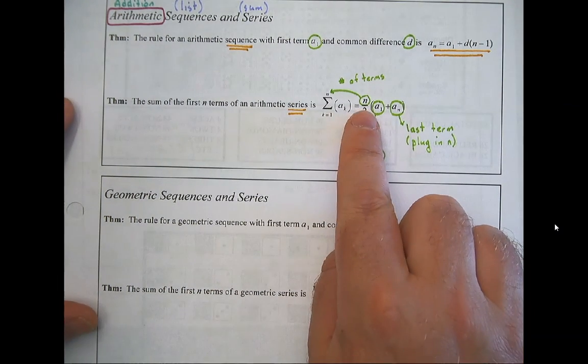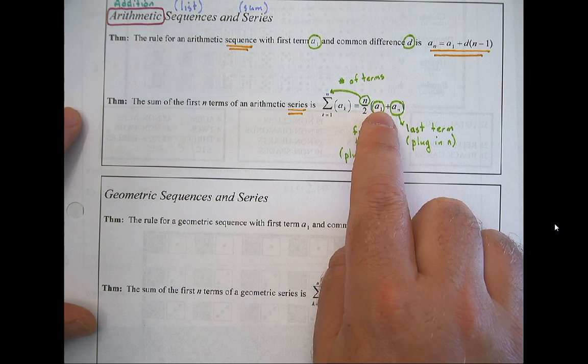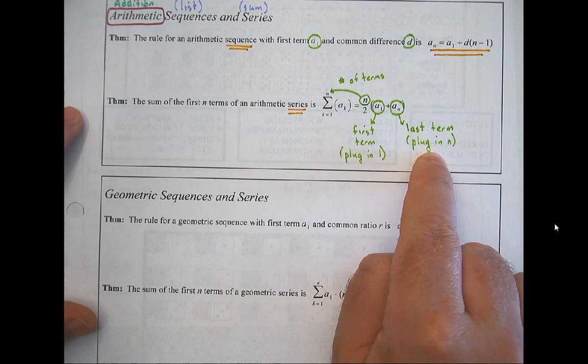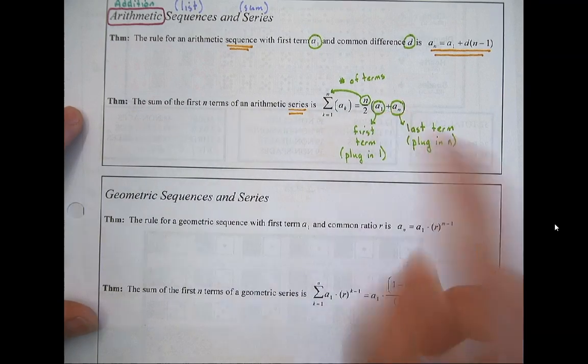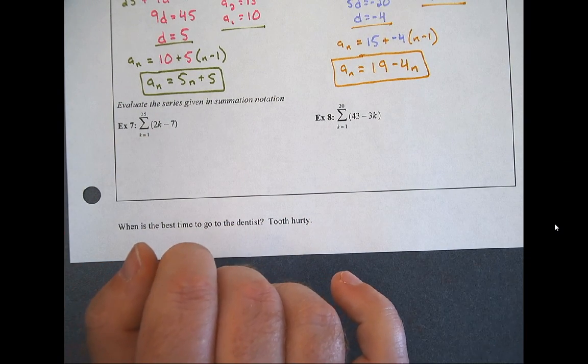So what do I have to find if I'm going to be able to use this shortcut? I've got to find how many terms there are. I need to find the first term by plugging in 1, and I need to find the last term by plugging in n, and then getting their sum calculated. So let's see. What do I need? What did I say I needed? First term.